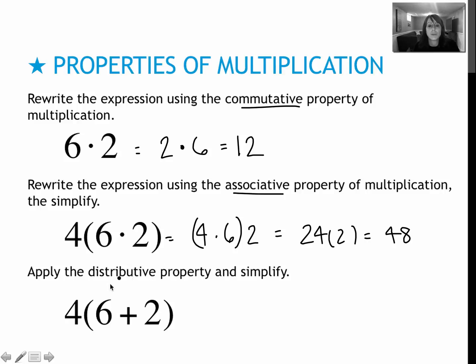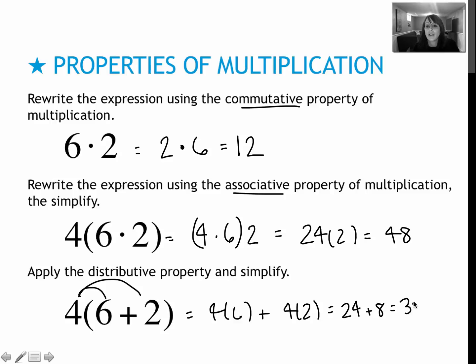And applying the distributive property, again, I would distribute the multiplication to the 6, so 4 times 6, and the multiplication to the 2, so 4 times 2. To simplify, 4 times 6 is 24, 4 times 2 is 8. If I add those together, I get 32.